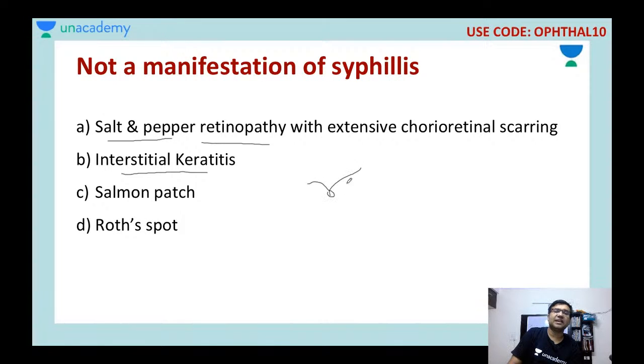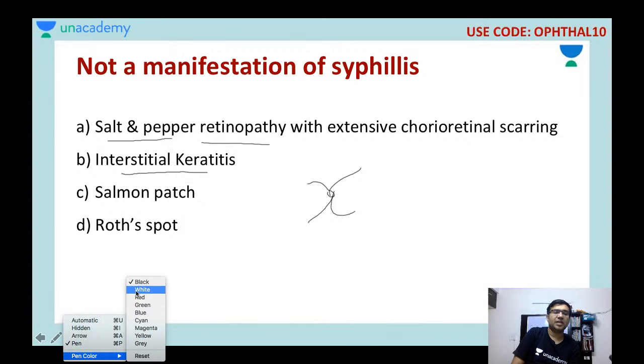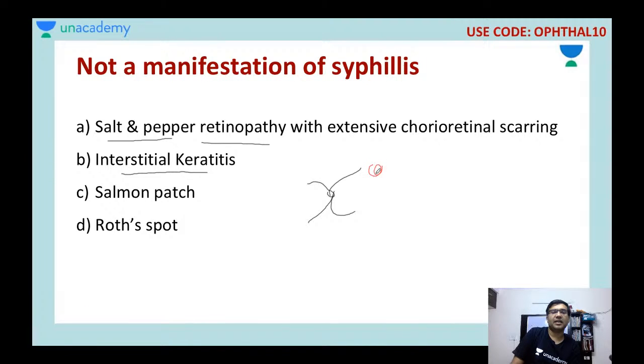Sometimes what happens is, around the fundus you can have some isolated large hemorrhages. These isolated large hemorrhages are called salmon patch. The salmon patch can be seen in patients of syphilis. It can also be seen in some other conditions where there is a vasculopathy. Remember, Roth spots are not seen in syphilis. Roth spots are basically seen in infective endocarditis.